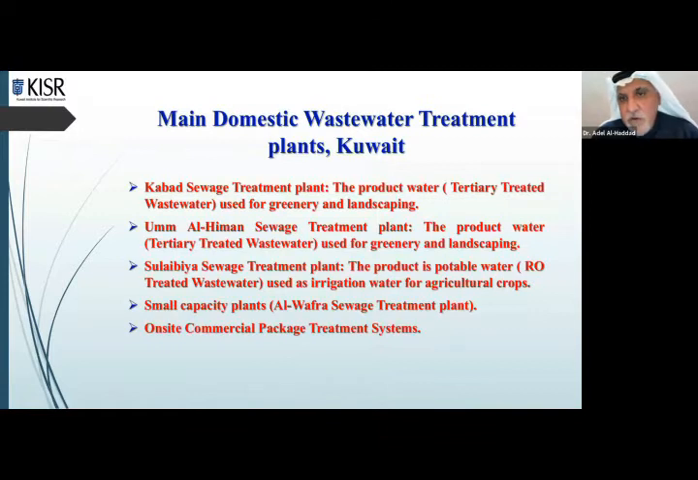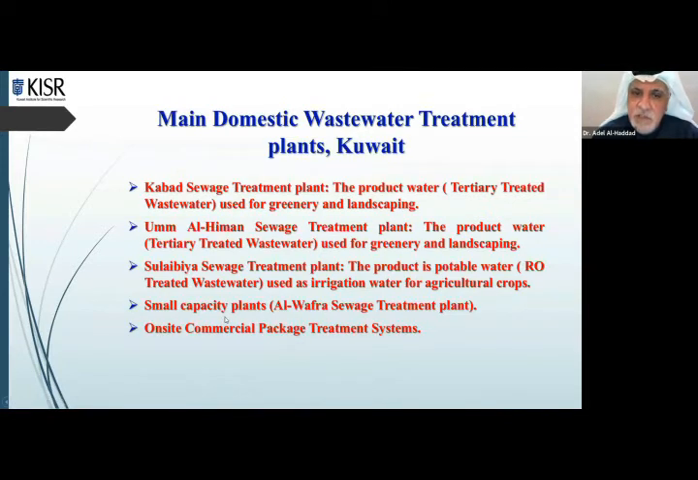In Kuwait, we have a number of treatment plants. We have Kabd, Al Hayman sewage treatment plant, and Salabia wastewater. These three are bigger plants for treating domestic wastewater. Then we have small plants like Al Wafra, which only treats the wastewater of the Al Wafra residential area.